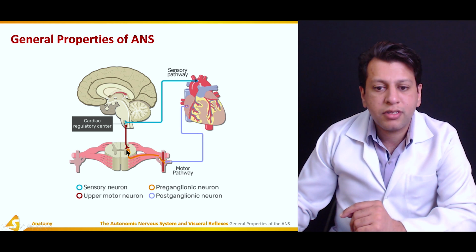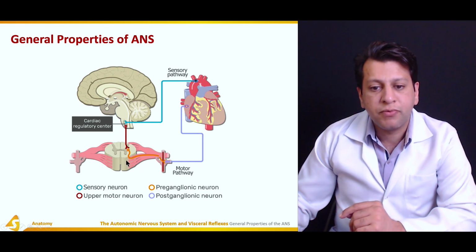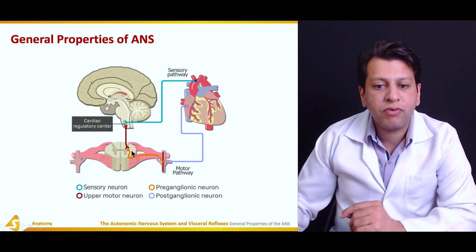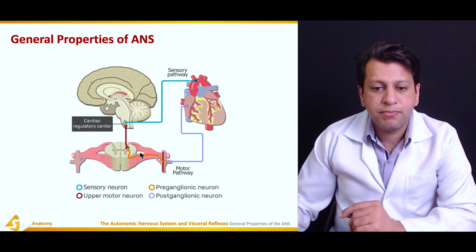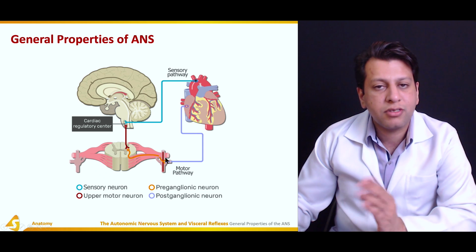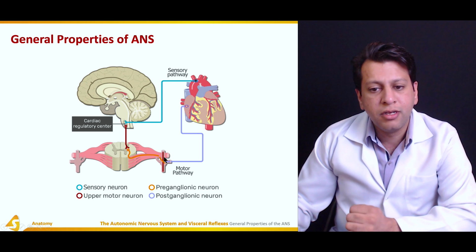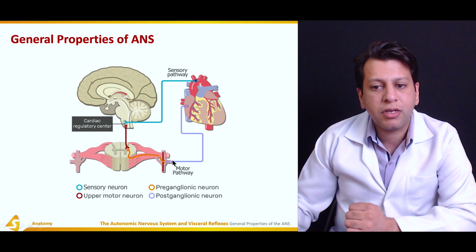From here onward, there are preganglionic fibers. They are called preganglionic fibers because they go to the sympathetic chain, which is paravertebral, so these are preganglionic sympathetic fibers. From there onwards, the fibers go into a ganglion lying just adjacent to the vertebra. There they synapse with the neurons. From there onward, postganglionic fibers reach the heart.